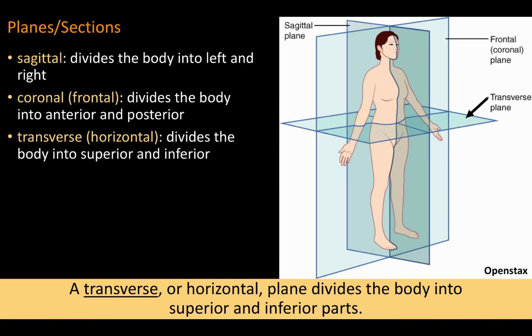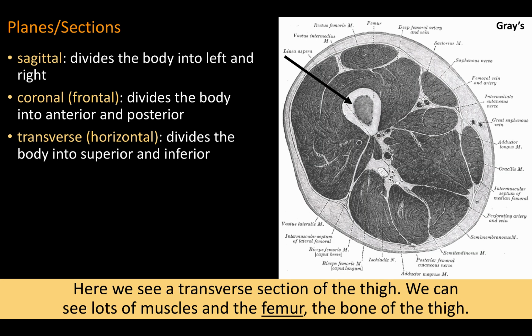A transverse or horizontal plane divides the body into superior and inferior parts. Here we see a transverse section of the thigh. We can see lots of muscles and the femur, the bone of the thigh.